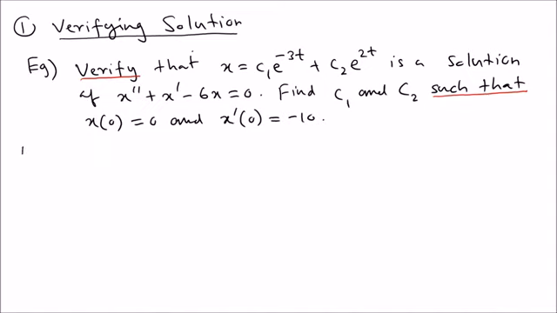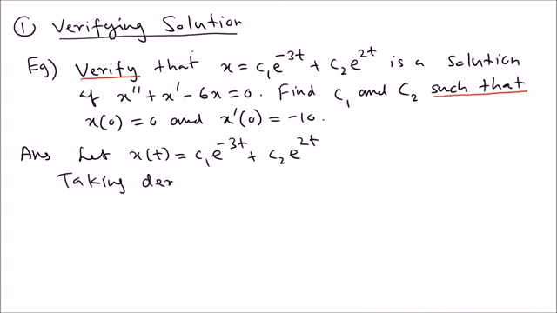Okay, so the answer. Let x of t, I'm going to exaggerate, that is a function of t, equal C1 e to the negative 3t plus C2 e to the 2t. So we're going to use that. And then what we can do is take derivatives.